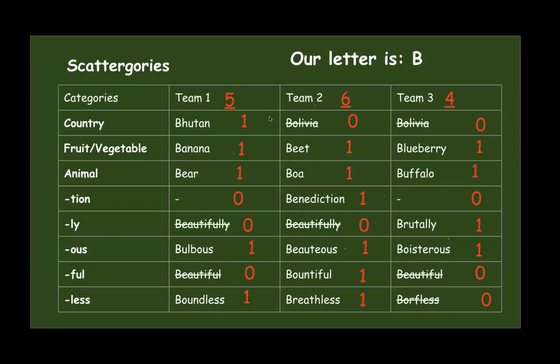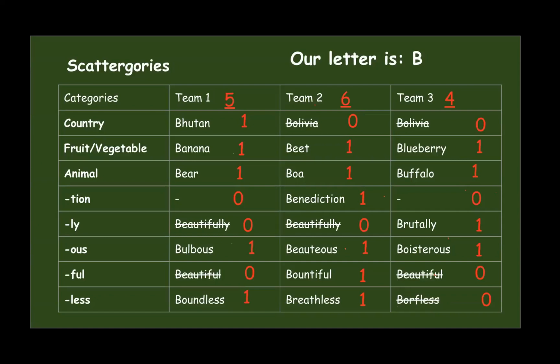So if we go down, we give 0 points. Bolivia is a country, but team 2 and team 3, they had the same answer. That means nobody gets the points, unfortunately. Here we have the same problem. We have beautifully, beautifully, and those are spelled correctly. They're correct answers. But remember, you have to think about what the other teams are doing. So, and we also have some words that Borfless is not actually a word. I just invented it. So you also have to check the dictionary sometimes in case the students are trying to trick you. So I often have to double check on my phone or in a dictionary.